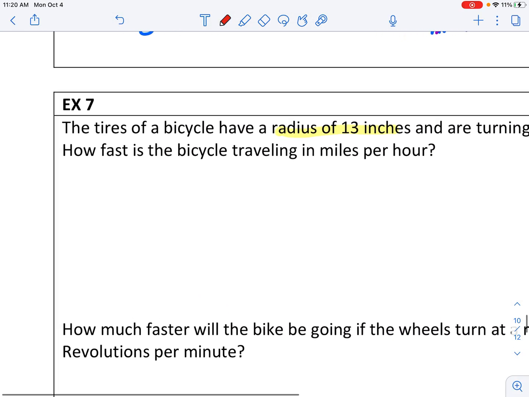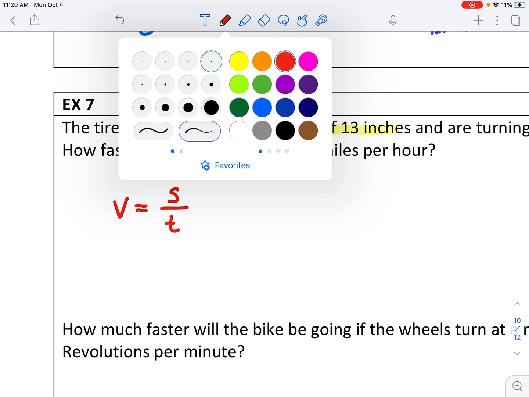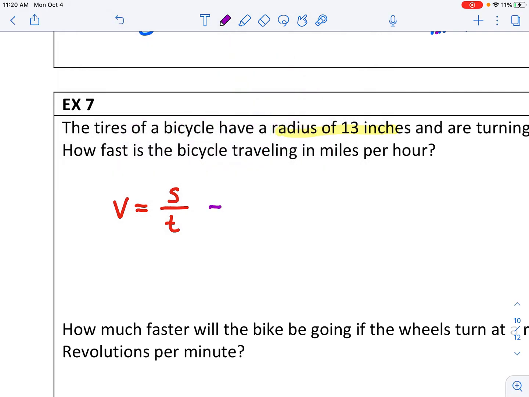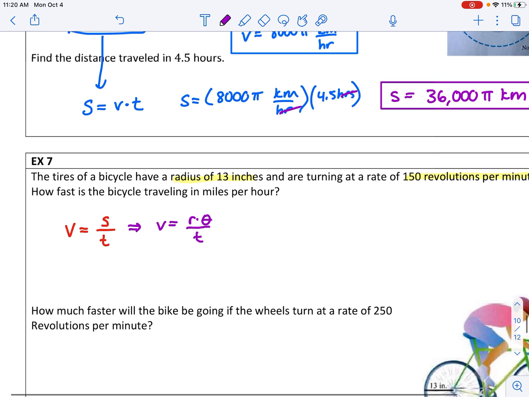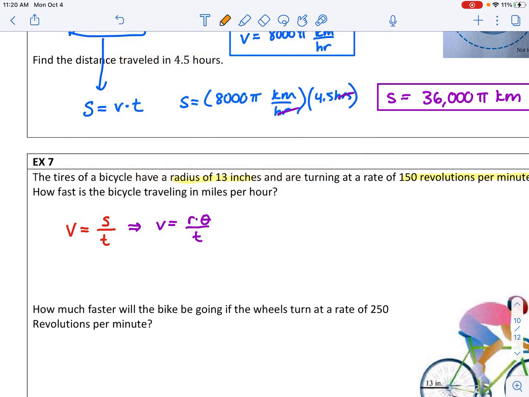All right, well, first let's talk about our linear velocity. It says how fast is it traveling in miles per hour? Our linear velocity is our change of distance over time, so distance over time. Well, I don't have my arc length, but I do know my radius, so let's convert our s to r times theta. So I will have my s as r times theta over my time. Now first, I do already have my radius of 13, so I can put that information in.